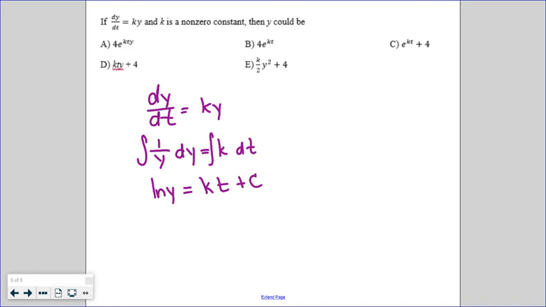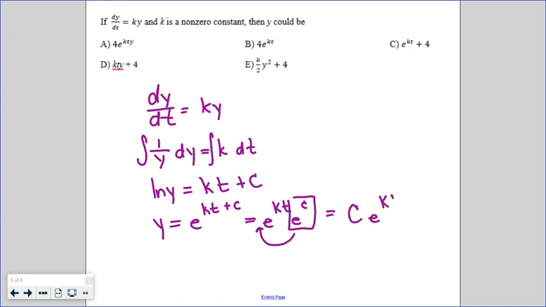And again, figuring out what this could be, if I were to solve this for y, we would have y equals e raised to the kt plus c. Very similarly to what we just talked about on the last page, that could be e to the kt times e to the c. E to the c is just some constant that we could write in front of e. And so finding the one above that is of that format, that would be option B, 4 being whatever constant they picked, e to the kt.